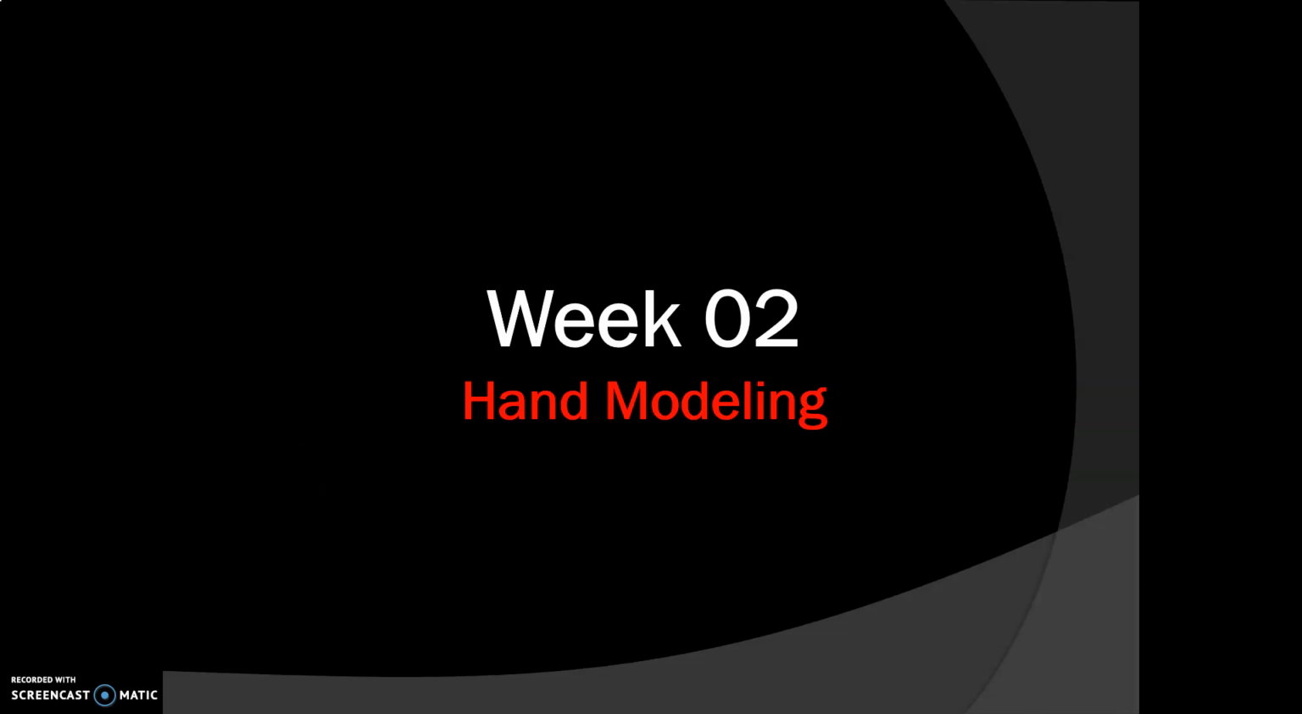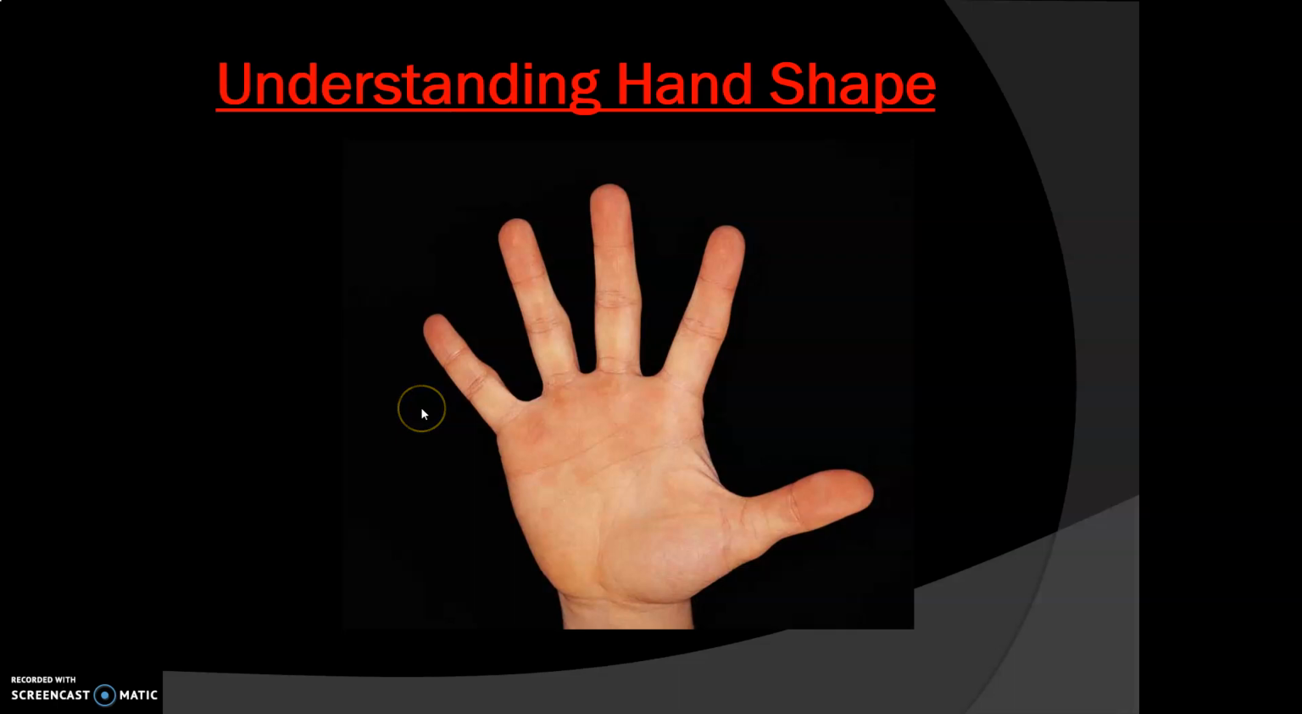We're gonna move on to hand modeling. So you need to understand how the hand is actually shaped. This is a picture of a hand, and as you can see, there are 5 fingers. Again, the plan is to make 1 finger, then we're gonna copy it over and adjust it accordingly, rather than create each finger from scratch.